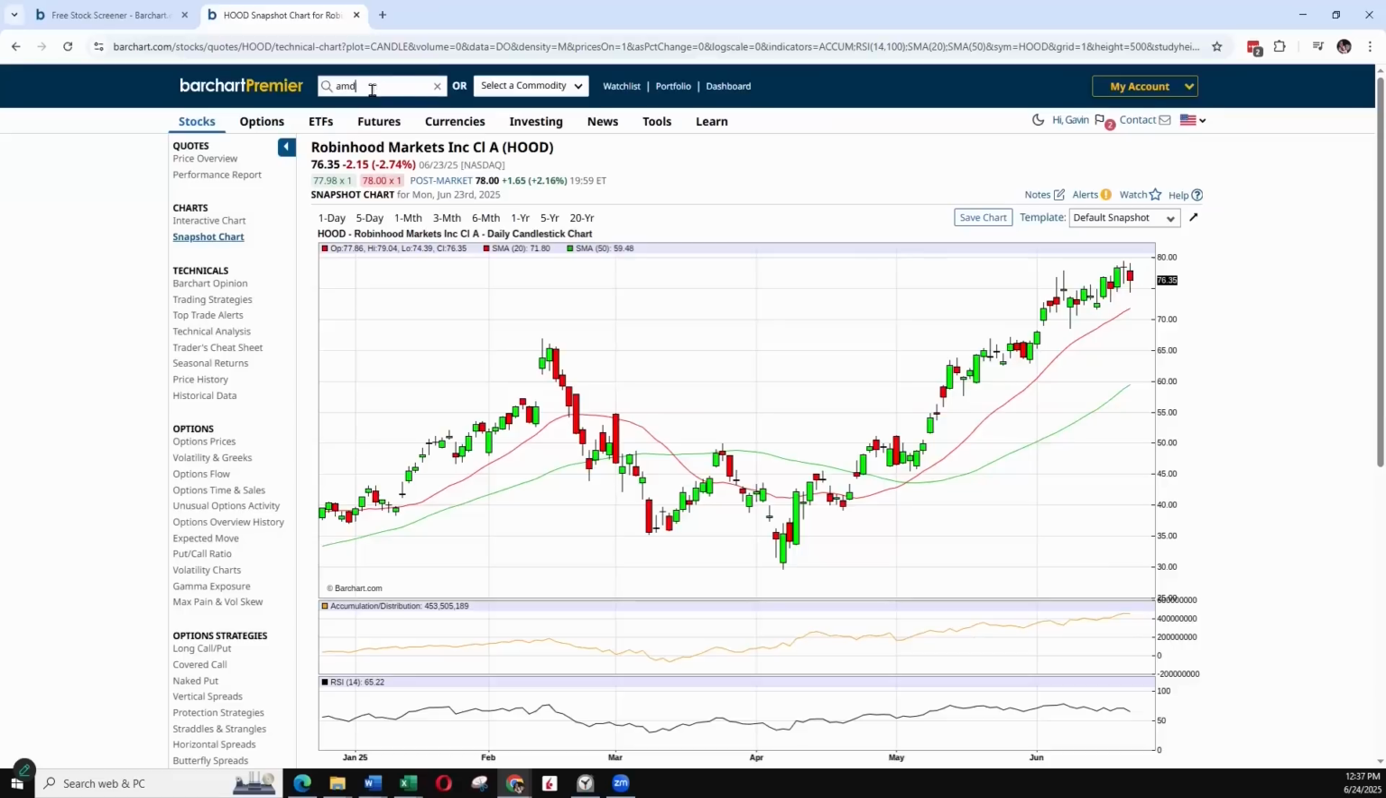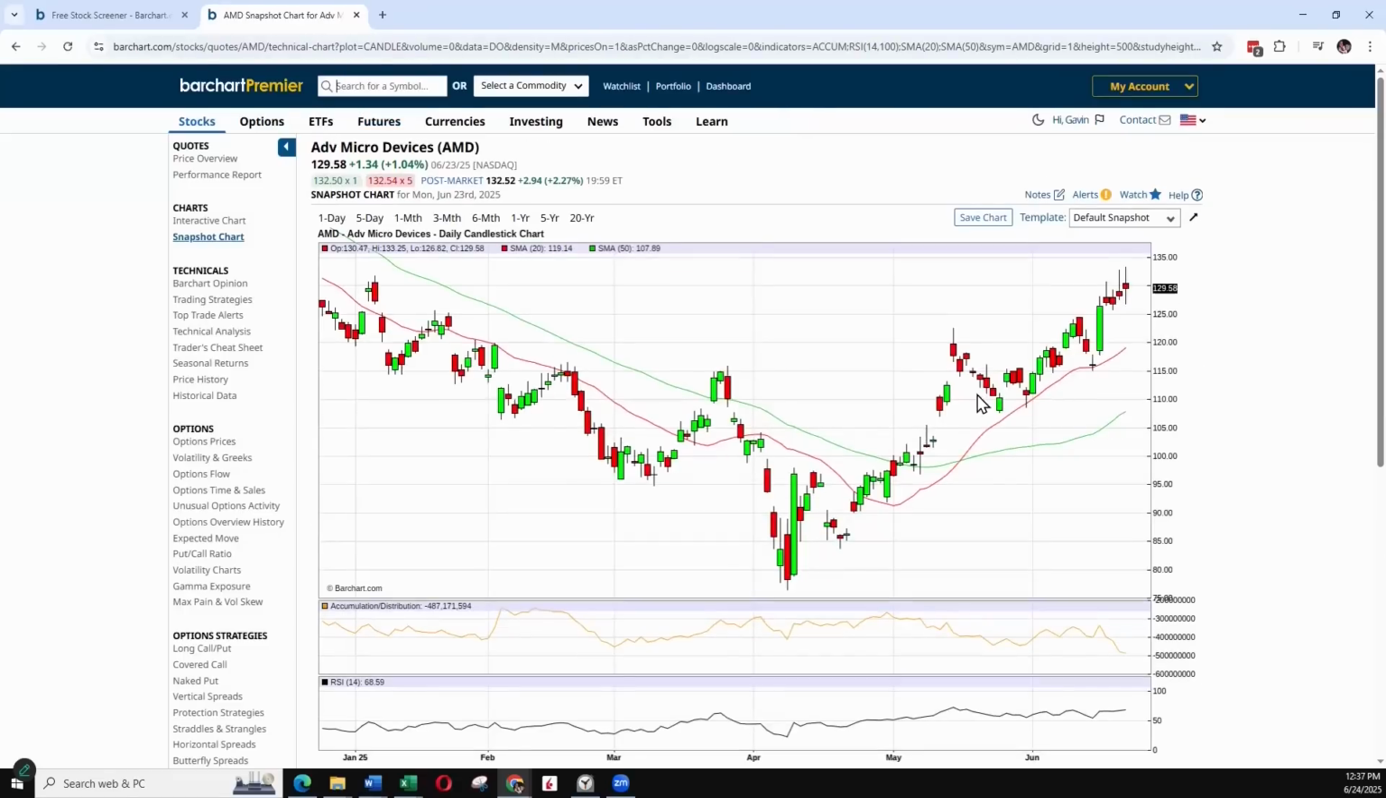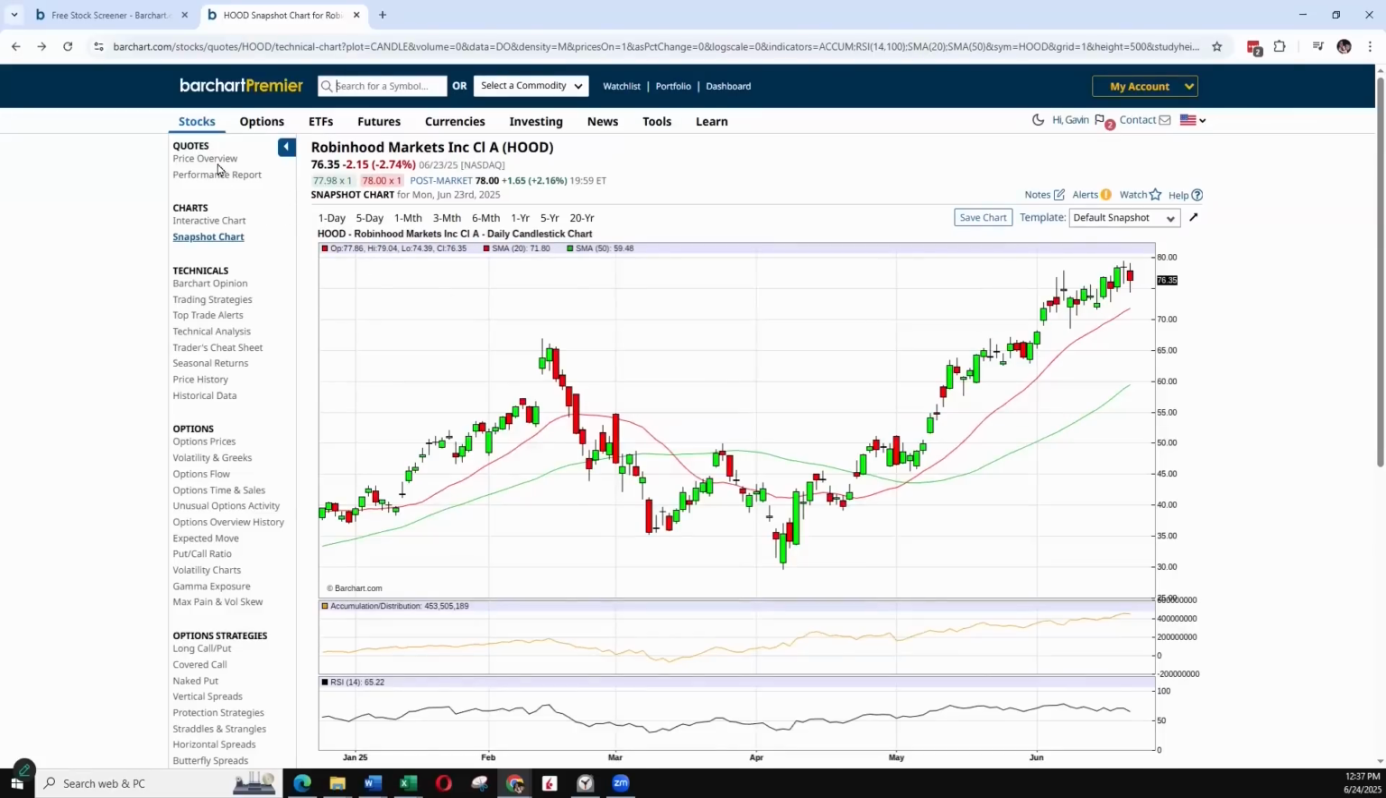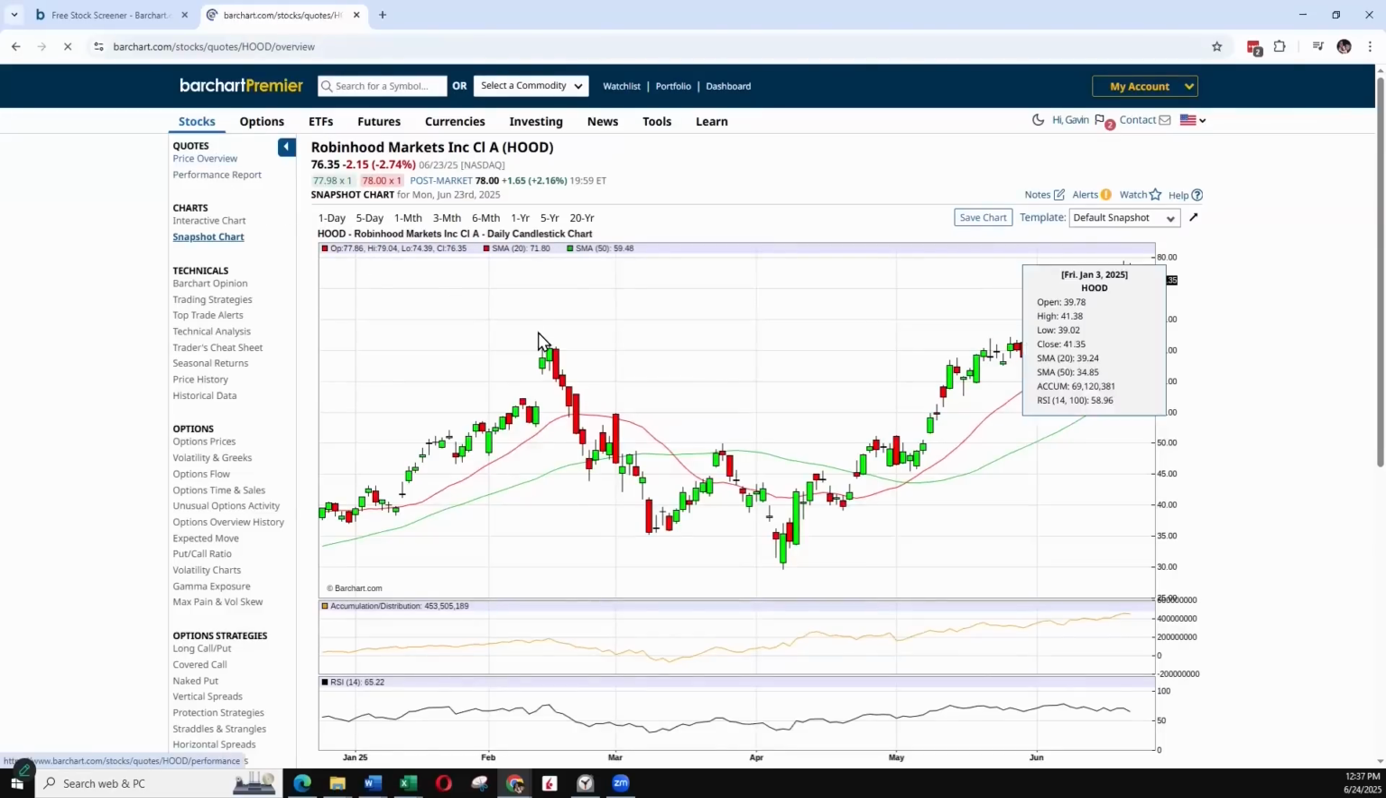Whereas if we look at a stock like AMD, we can see good price action. The stock's rallying. We're actually seeing significant distribution. People are selling the rally here. They're using this rally as an opportunity to get out of the stock. So for me, that would mean not going bullish on this particular stock. I'd prefer a stock like Robinhood that is showing positive flow, positive accumulation. So if we go back to Robinhood, we'll just go back to the main page here.